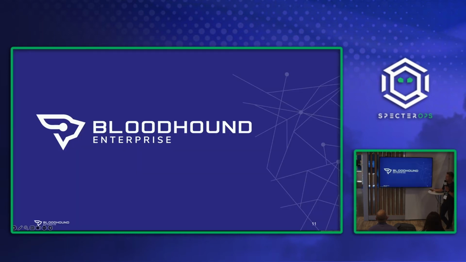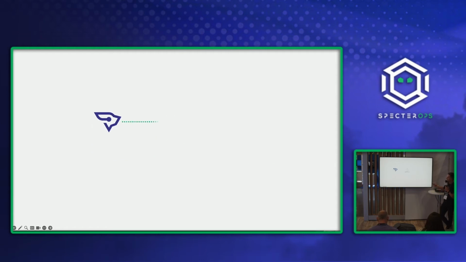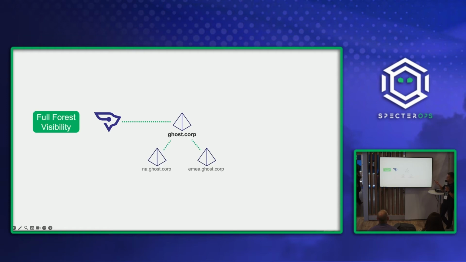So this is how customers use BloodHound Enterprise to do this today. BloodHound Enterprise installs in 5 minutes. It does not require privilege, and there are minimal resource requirements. So this is like a virtual machine with 8 to 16 gigs of RAM, super fast to get installed. That single deployment enumerates the entire forest.